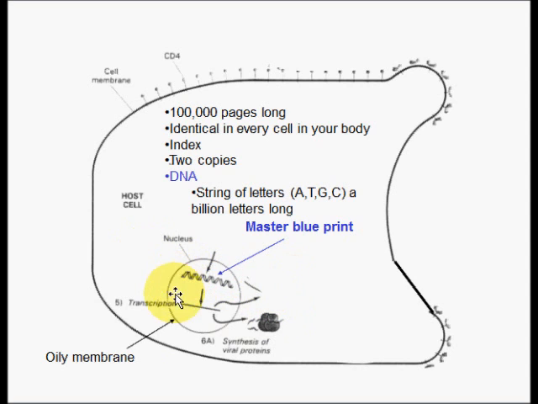Again, we have our oily membrane here, and we pretty much covered most of this. The DNA is made up of the letters A, T, G, and C. We didn't really go too much into the biochemistry of DNA, but if you have questions, we are a very good resource to ask. So you can bring those to us.